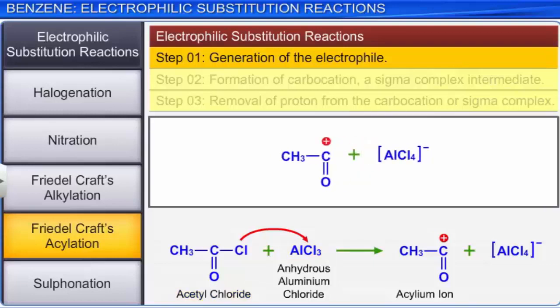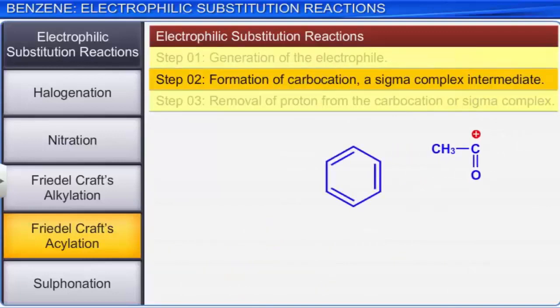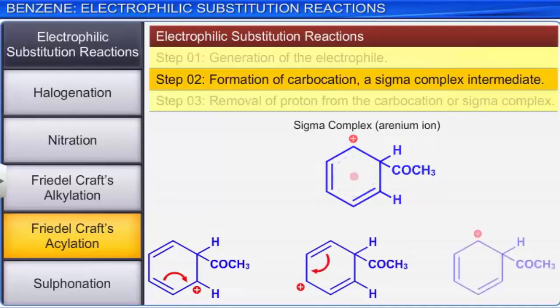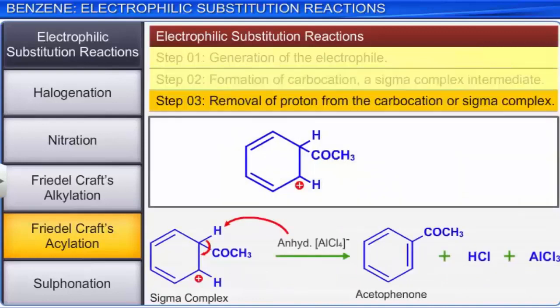In the second step, acylium ion attacks the pi electron cloud of the benzene ring and forms the less stable intermediate called sigma complex or arenium ion. In the last step, the proton is removed from the intermediate sigma complex in the presence of nucleophile AlCl4- ion. This results in the formation of acetophenone.